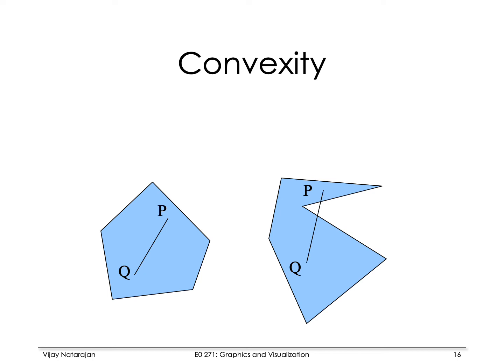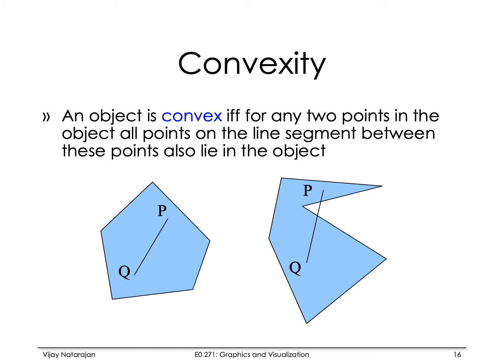So this term convex hull comes from the notion of convexity, right? So we have 2 objects here. It's clear that the object on the left is convex and the one on the right is not convex. So the way we define convexity is as follows. The object on the left is convex because if you take any pair of points P and Q, the convex hull of P and Q lies completely within the object.